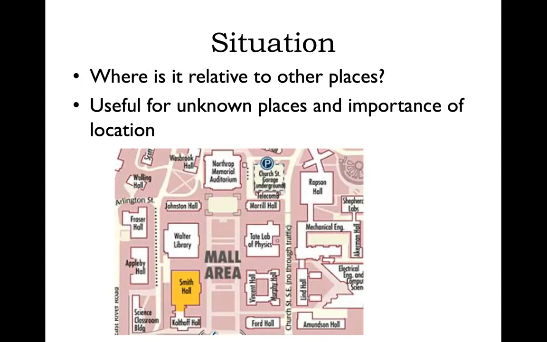Situation is another way to describe location. Situation is where something is relative to other places. Situation is useful for unknown places and importance of location. So for example, on this map, we have the location of Smith Hall. When I am talking about the location of Smith Hall and its situation, I am going to say that it's next to the library, or it's across the mall area from Vincent Hall, okay? Or it's across the street from the science classroom building. So I'm describing where something is in relation to something else.